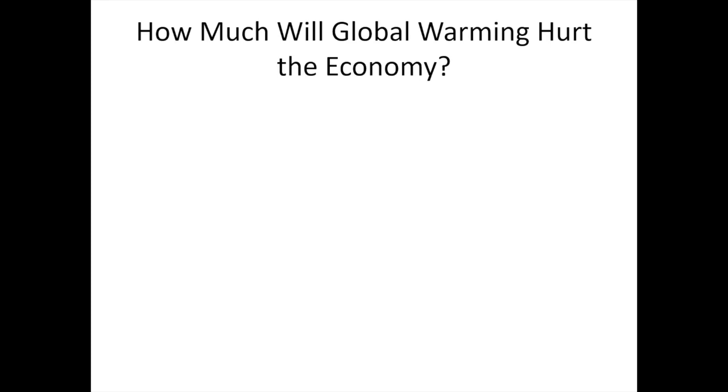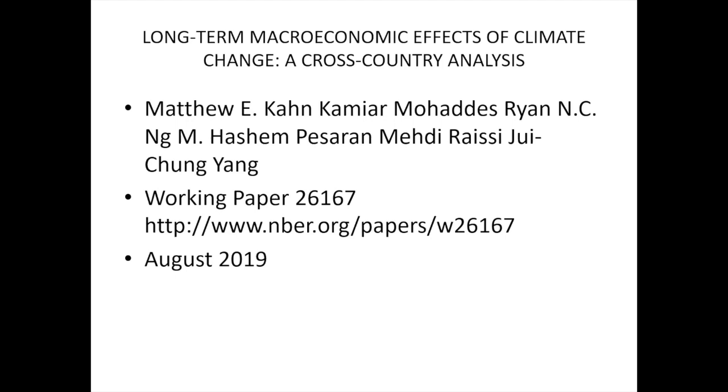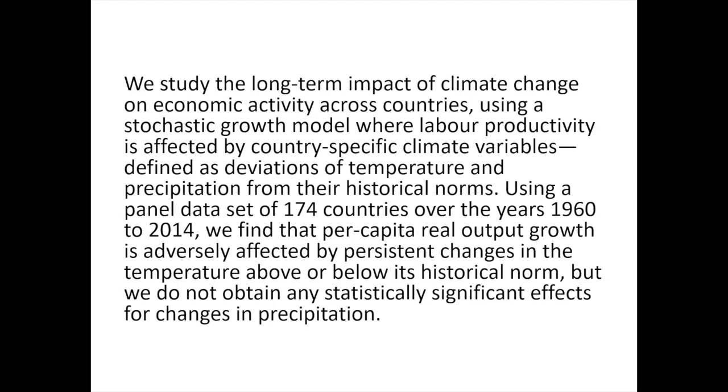So there was a piece published in August 2019 by the National Bureau of Economic Research, and here's what they said. We study the long-term impact of climate change on economic activity across countries using a stochastic growth model where labor productivity is affected by country-specific climate variables defined as deviations of temperature and precipitation from their historical norms. Using a panel data set of 174 countries from 1960 to 2014, we find that per capita real output growth is adversely affected by persistent changes in the temperature above or below its historic norm, but we do not obtain any statistically significant effects for changes in precipitation.